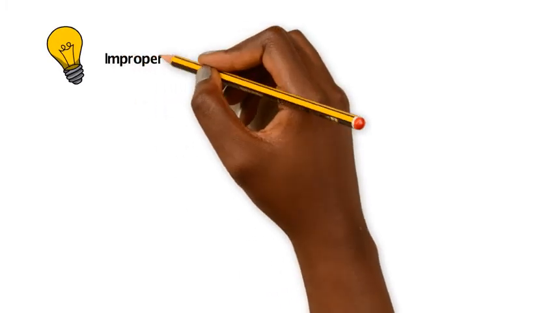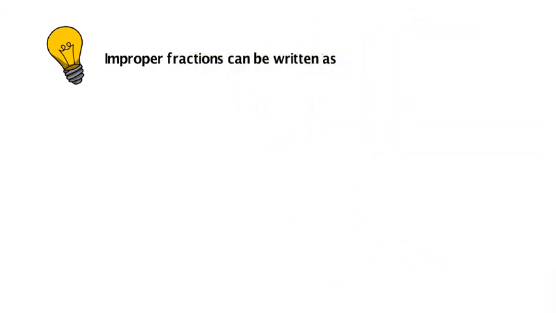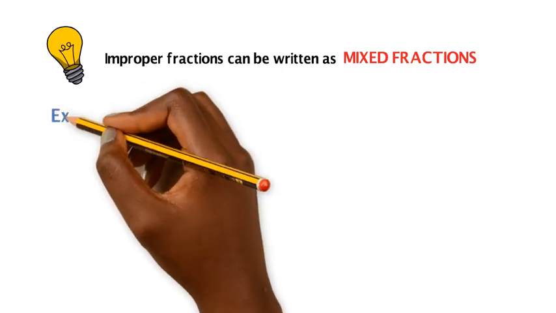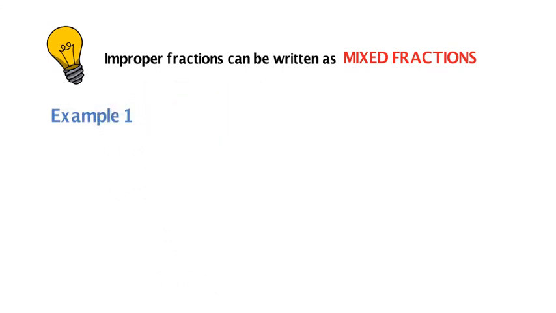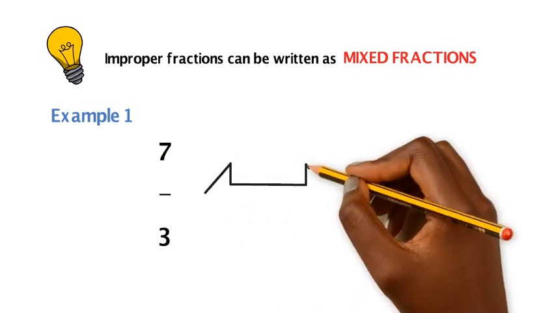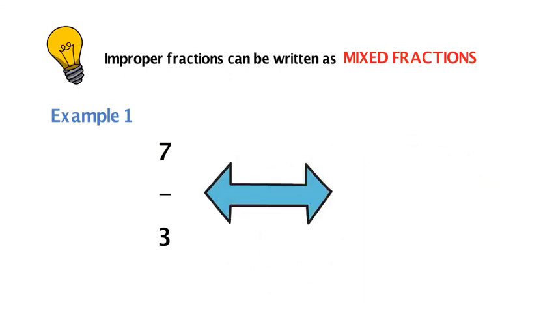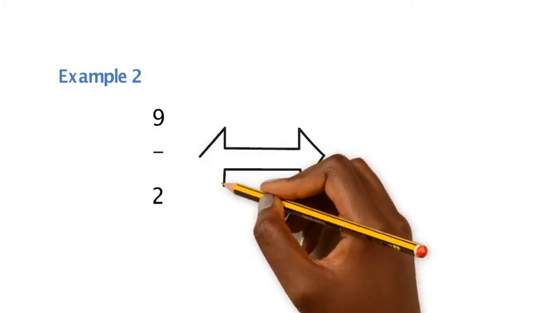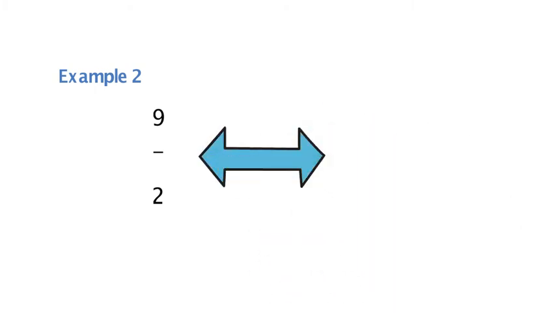Also notice that improper fractions can be written as mixed fractions. Example 1, we have 7/3. This can also be written as 2 1/3. Example 2, we have 9/2. And this can also be changed to 4.5.